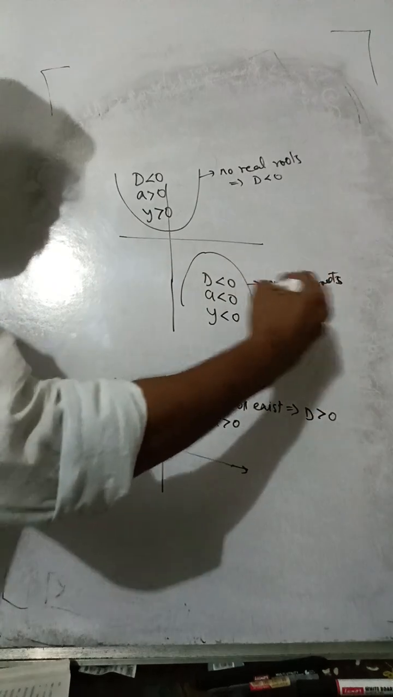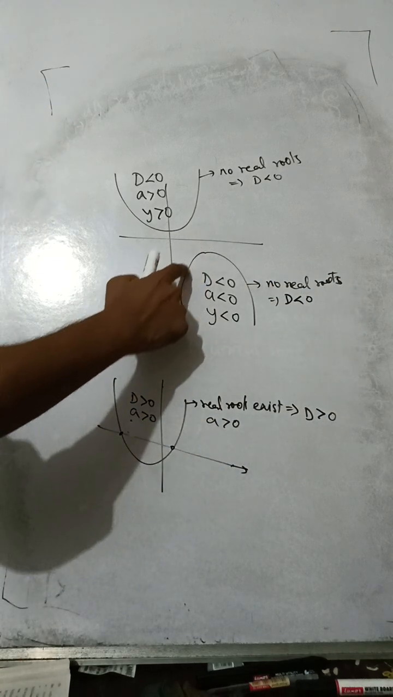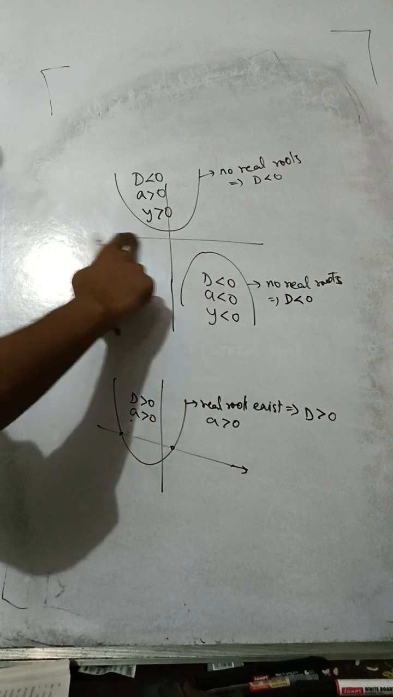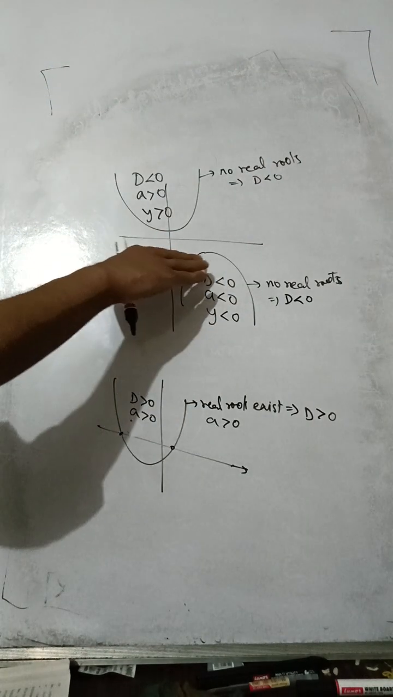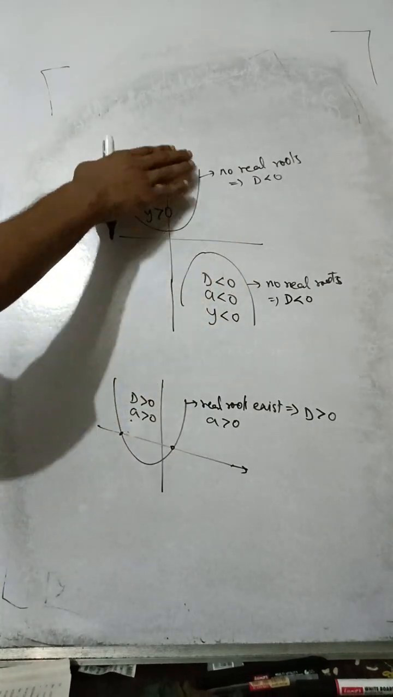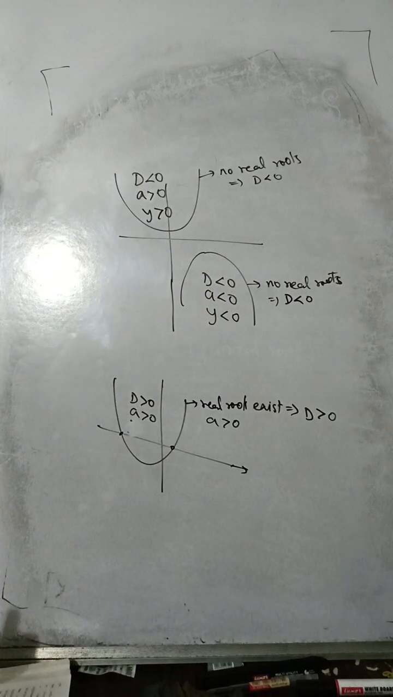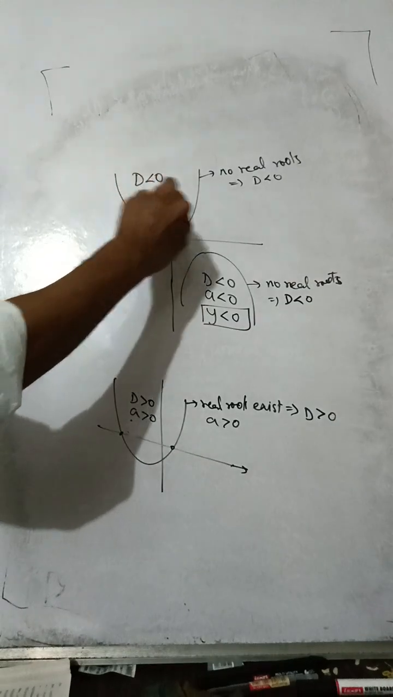Okay, so no real root, so D is negative. That is why it will lie in such a way that it will not touch or intersect the x-axis, and that is the reason it remains entirely in one of the regions. Either it remains completely above the x-axis or below the x-axis. And that is why here y is always negative and here y is always positive.